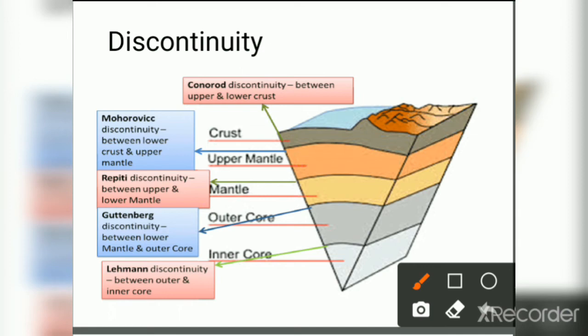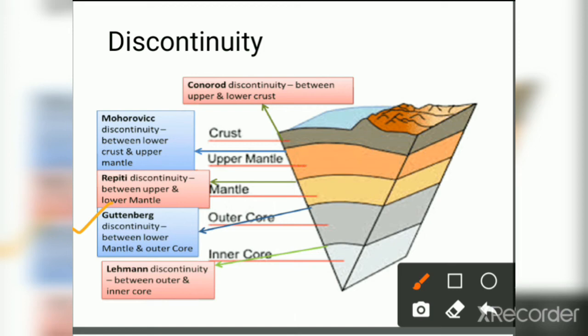The first one is Conrad discontinuity between the upper and lower crust. Second one, Mohorovičić discontinuity between the crust and the mantle. Then Repetti discontinuity is between the upper mantle and lower mantle. Gutenberg's discontinuity is between the lower mantle and outer core.